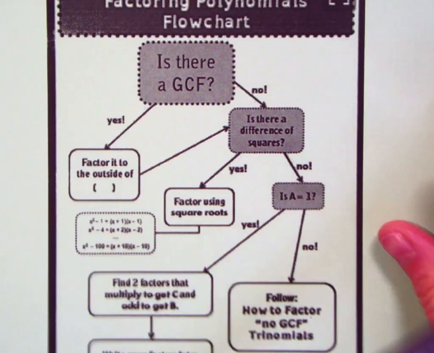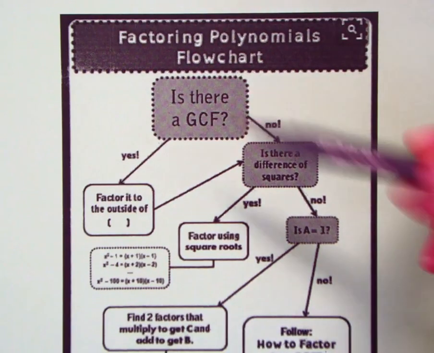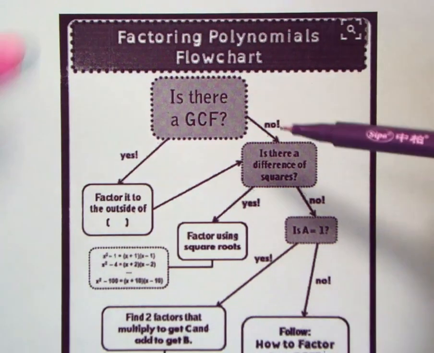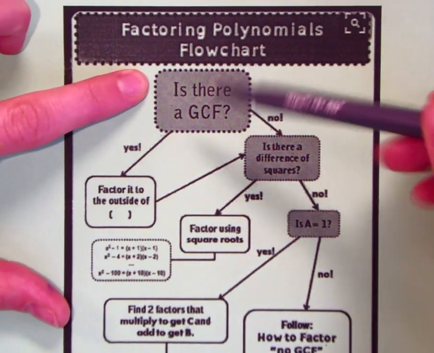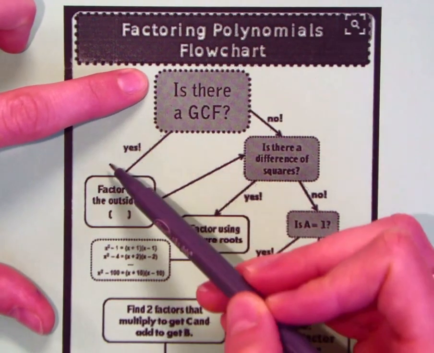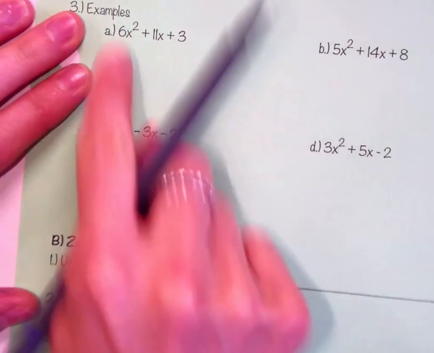So on the back, I didn't have enough room to put it on the front. This is a little flow chart that you can use when you're working on any of your assignments and you're trying to determine how to factor. So the first step is always, is there a greatest common factor? Okay? And once you answer this question, you'll just follow this flow chart down. Okay? So if we look at this first example, practice how to do that.